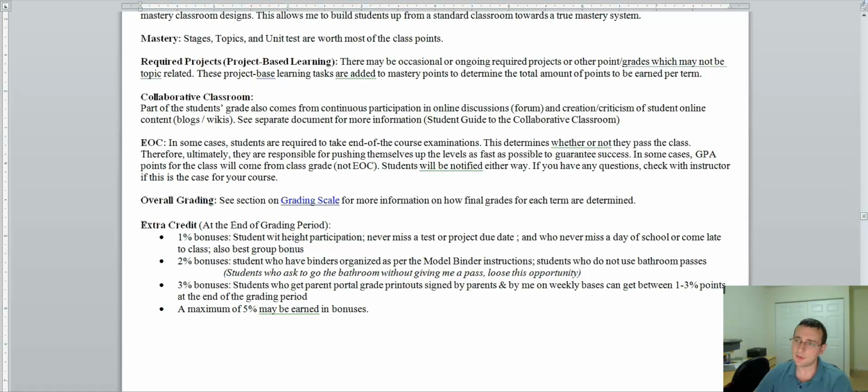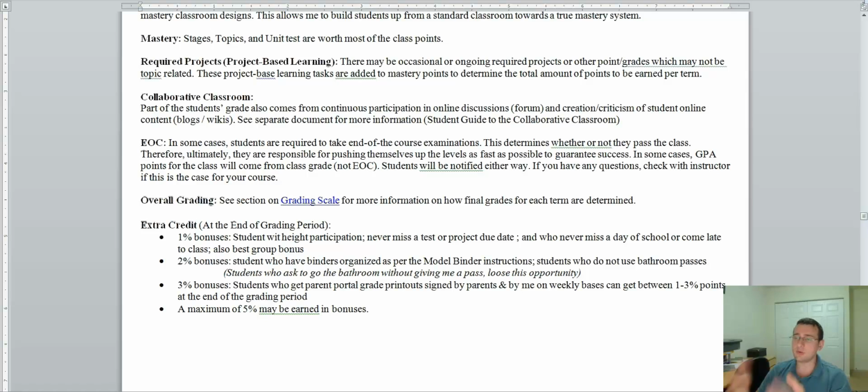Now, in some cases, the GPA points for the class may actually come from the grade that I give. That means the test only determines whether or not you pass the class. The grade you get comes from the grades you got in the class. But in other cases, the EOC examination might be everything.